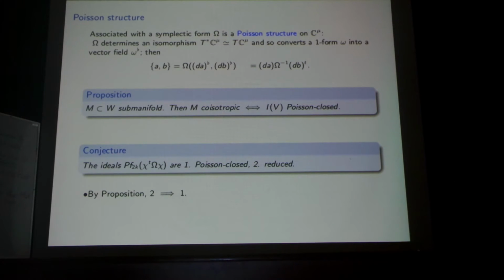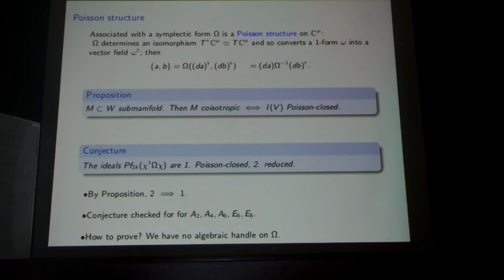So this is a conjecture, but it's checked for quite a range of singularities. It's not too hard to compute, and we see that these are true. But the problem is how to prove this. I said that we have no real algebraic handle on the two form, on the symplectic form. It's calculated by a kind of ad hoc method. We don't have a closed formula for it. It's very hard to combine it and make the calculation which would show Poisson closedness. That's quite a delicate calculation.